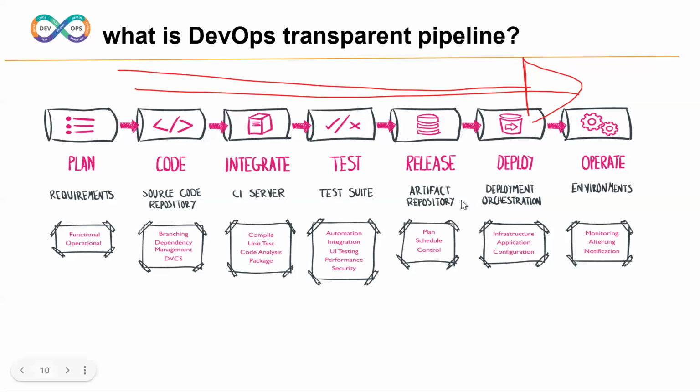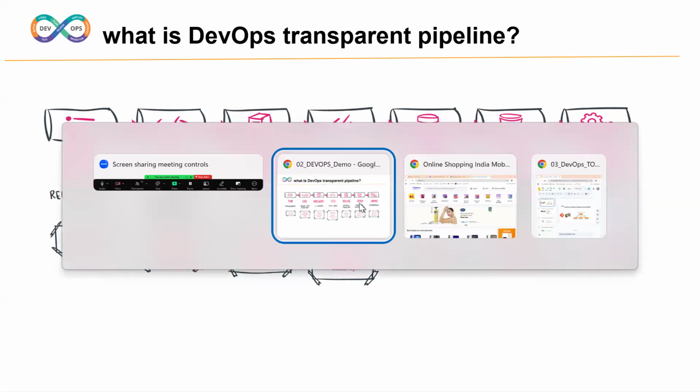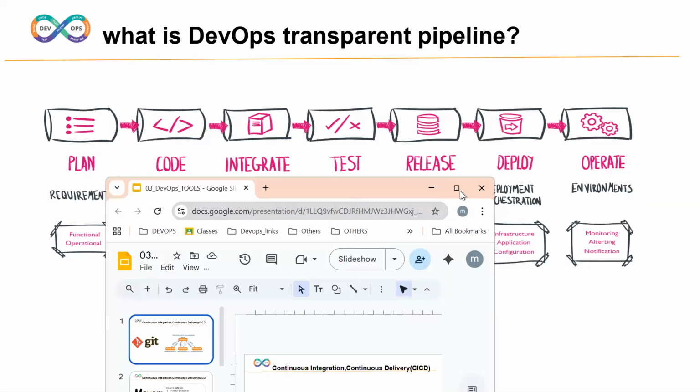Thanks. We'll continue. So how are we going to implement this DevOps transparent pipeline? Let us understand right now. Let us look at which tools we are going to learn for implementing this DevOps transparent pipeline. Let us list them down first.